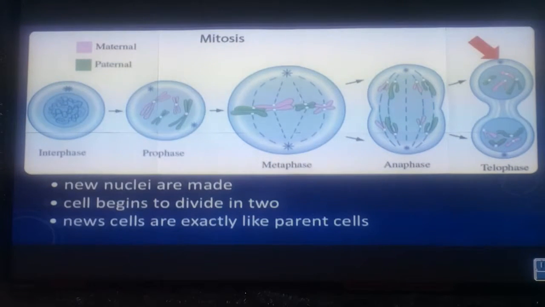like the parent cell. This is how, for example, your skin reproduces new skin cells. When you have dead skin cells and your body makes new skin cells, the cells that are made are not bone cells. They are replacing the old dead skin cells, and it needs to be exactly like the old skin cells.